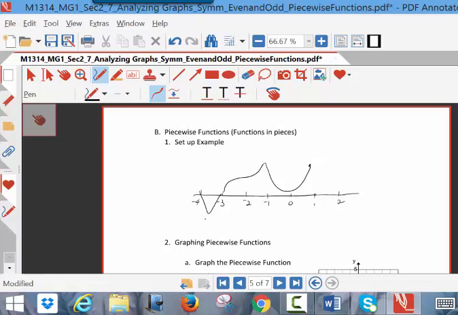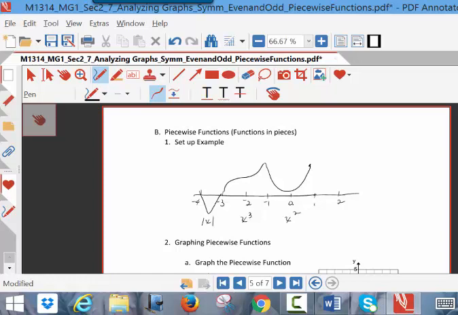Like this V-shaped part is like my absolute value of x between -4 and -3. Between -3 and -1, it looks kind of like x cubed. And between -1 and +1, it looks like an x squared function. Okay, so those are some of our basic functions, our parent functions.